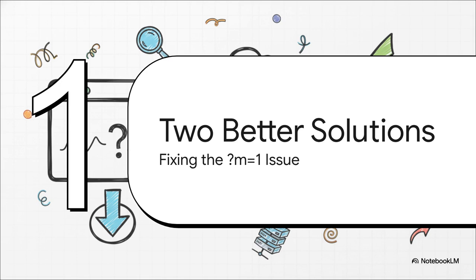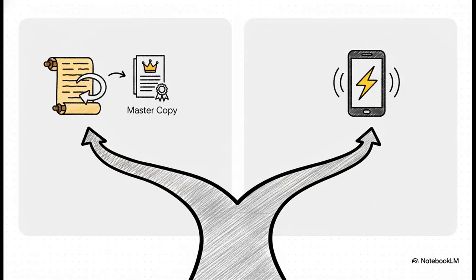Let's talk about the right way to handle this. The good news is there are two excellent Google-approved methods that will solve the m=1 problem for good. So our two paths forward are a properly coded JavaScript redirect or a really powerful framework called AMP, which stands for Accelerated Mobile Pages. Let's take a closer look at each one.